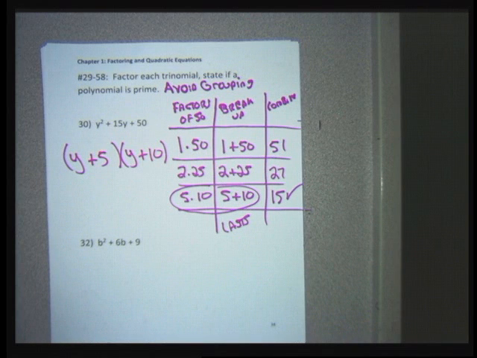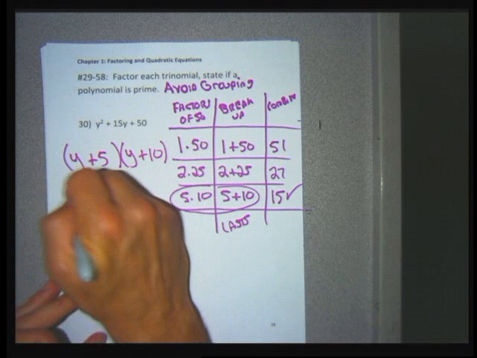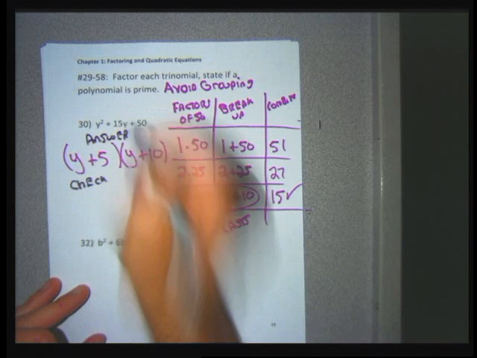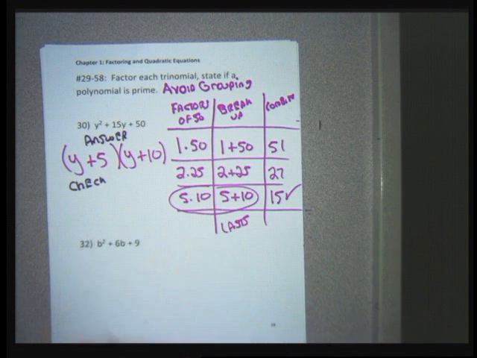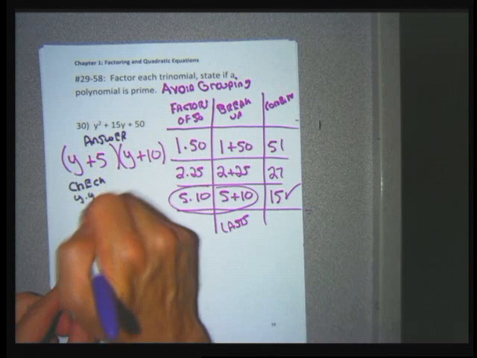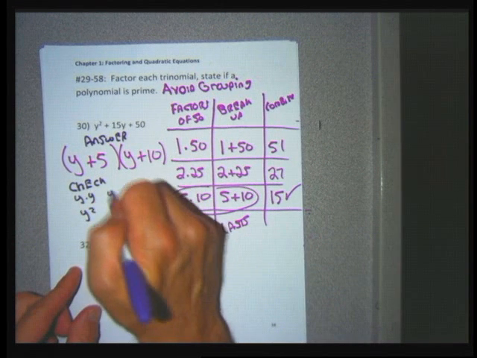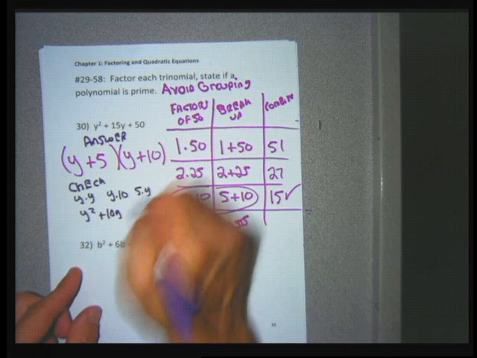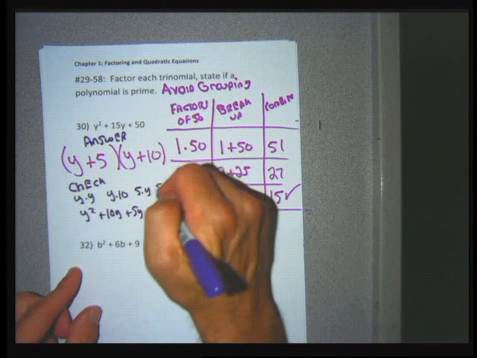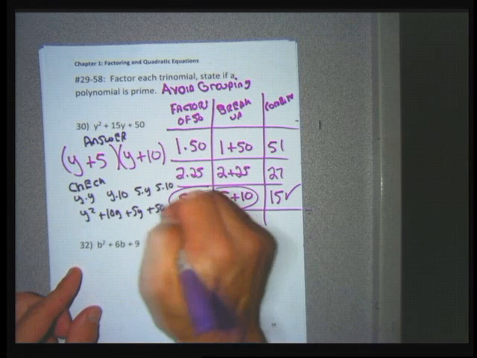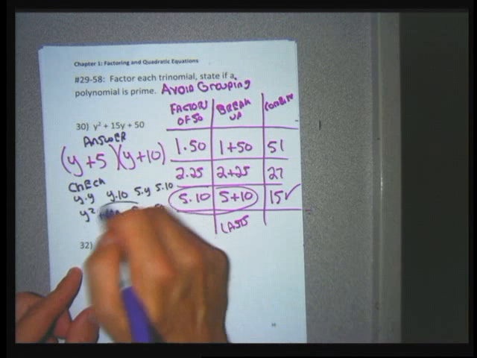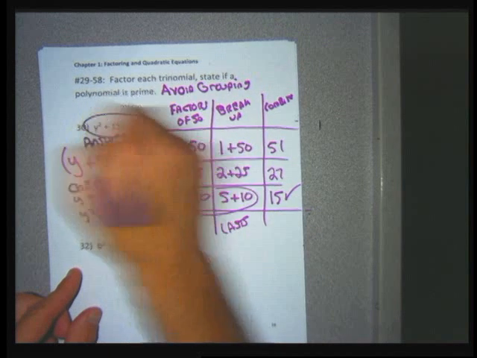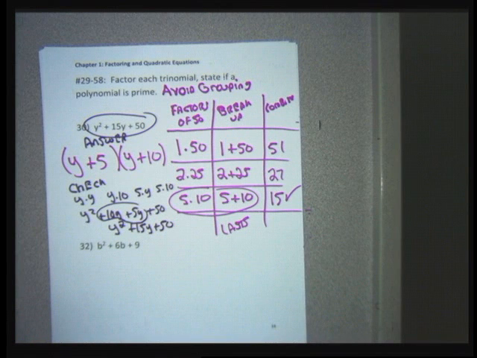I say that's the answer, and let me show you that it checks. To check, I foil. So it's way quicker than grouping, but it's kind of similar in terms of the table. For checking, firsts are y times y, which is y squared. Outers are y times 10, which is 10y. Inners are 5 times y, which is plus 5y. Lasts are 5 times 10, which is plus 50. And you get y squared, and the outers and the inners combine to be 15y plus 50. Because this is exactly the original problem, my answer is right. And I didn't group, and I still got the right answer.